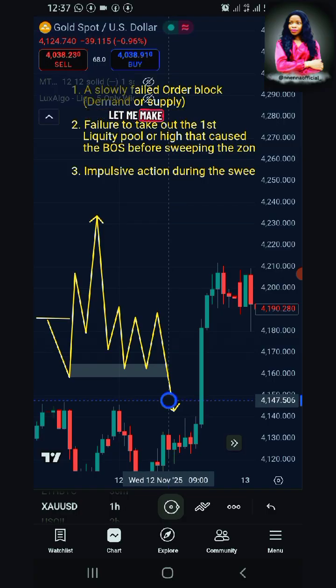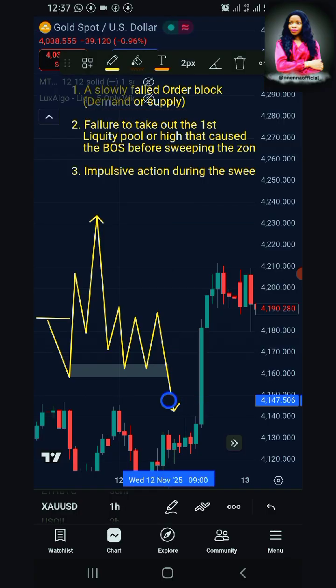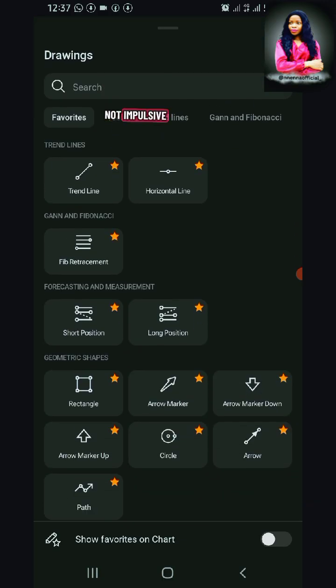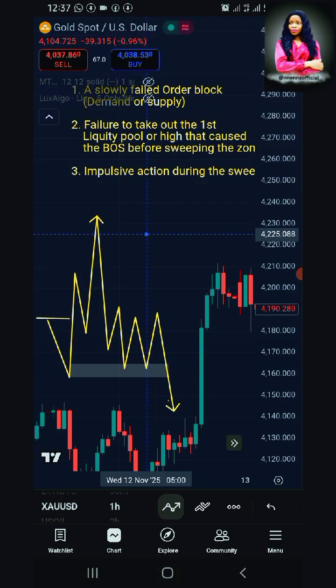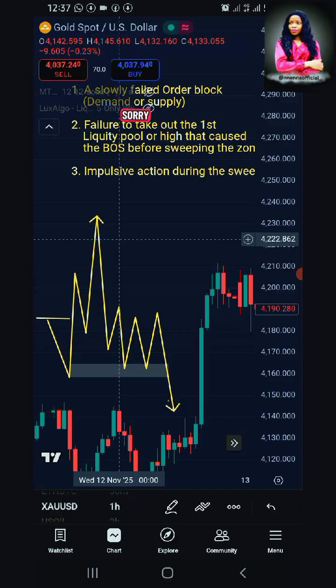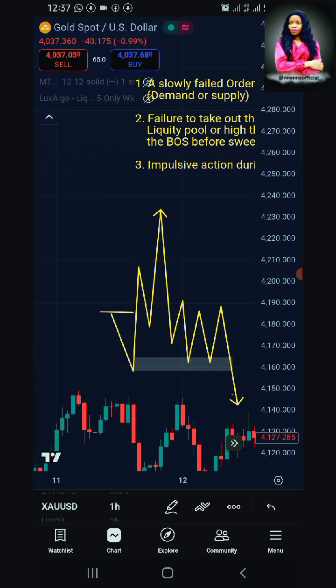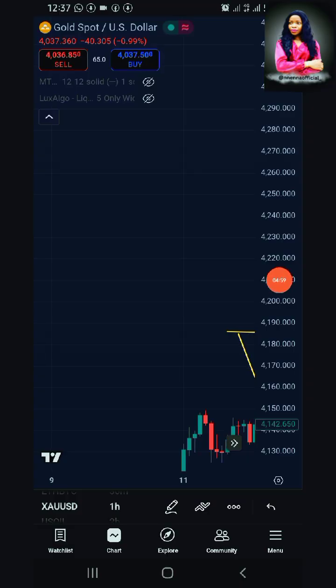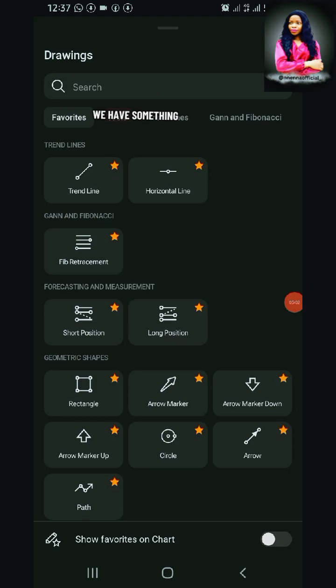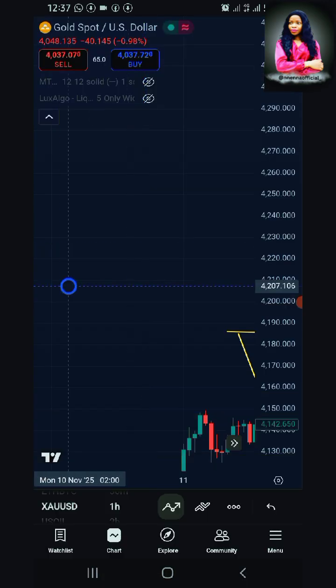Now, let me make another illustration where it is not impulsive. Okay, let's say we have something like this.